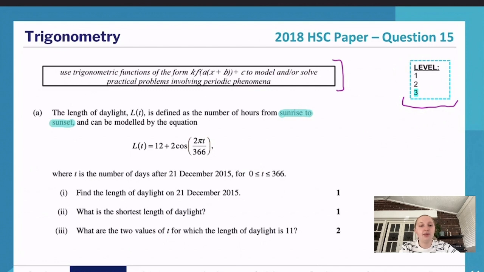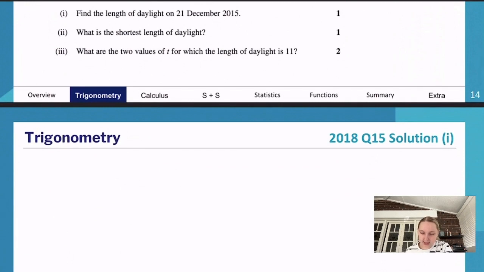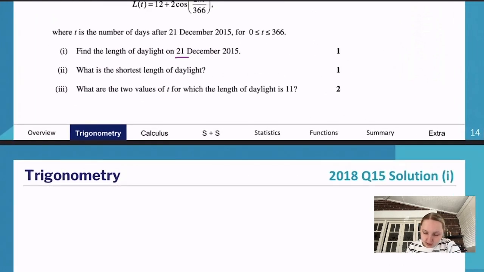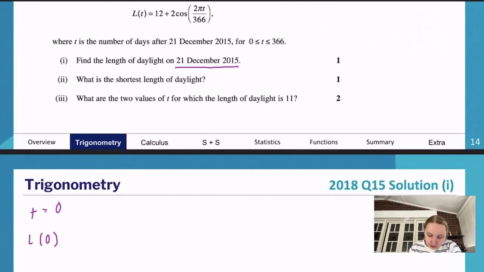Okay, so then we've got part i, which is: find the length of daylight on the 21st of December 2015. For right now, we're just going to look at part i. So let's think about finding the length of daylight on the 21st of December 2015. December 21, 2015, is our start date, so at that date, t is equal to 0. So what we're finding is L(0). What we want to do is just plug that into our equation.